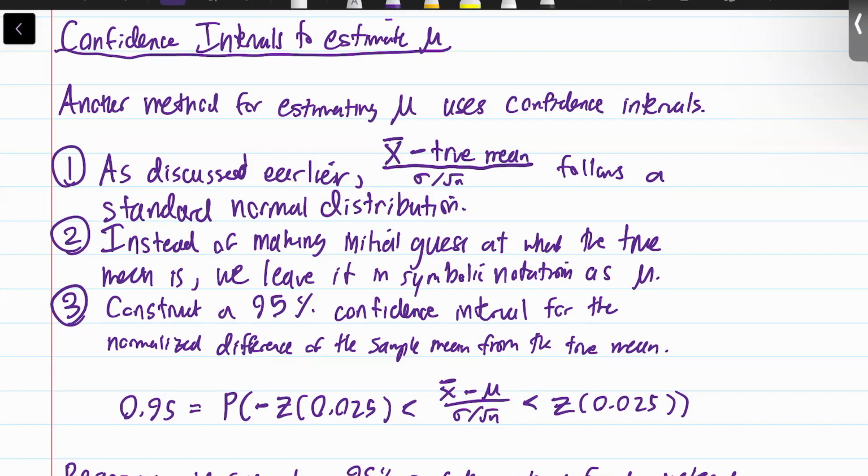So we have that 0.95 is the probability of x bar minus mu divided by the sample standard deviation falling between negative z of 0.025 and positive z of 0.025. Rearranging this, we can get a 95% confidence interval for just mu instead.